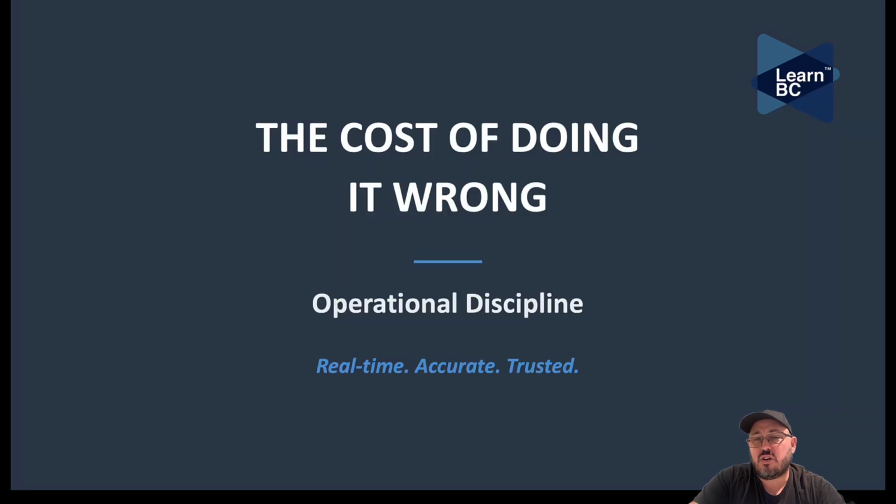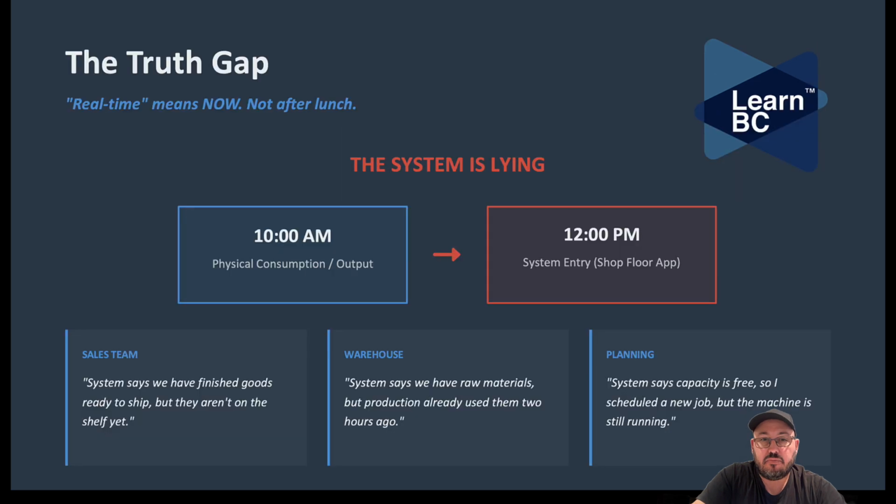But what's the cost of doing it wrong? We can sometimes make decisions that are a little bit selfish. We think about what we need versus what the business needs. The operational discipline is all about real-time, accurate, and trusted. How do we get this wrong? One of these issues is called the truth gap. I've come up with this to help people understand the implications of systems. And this is just saying between 10 a.m. and 12 p.m., the system is lying.